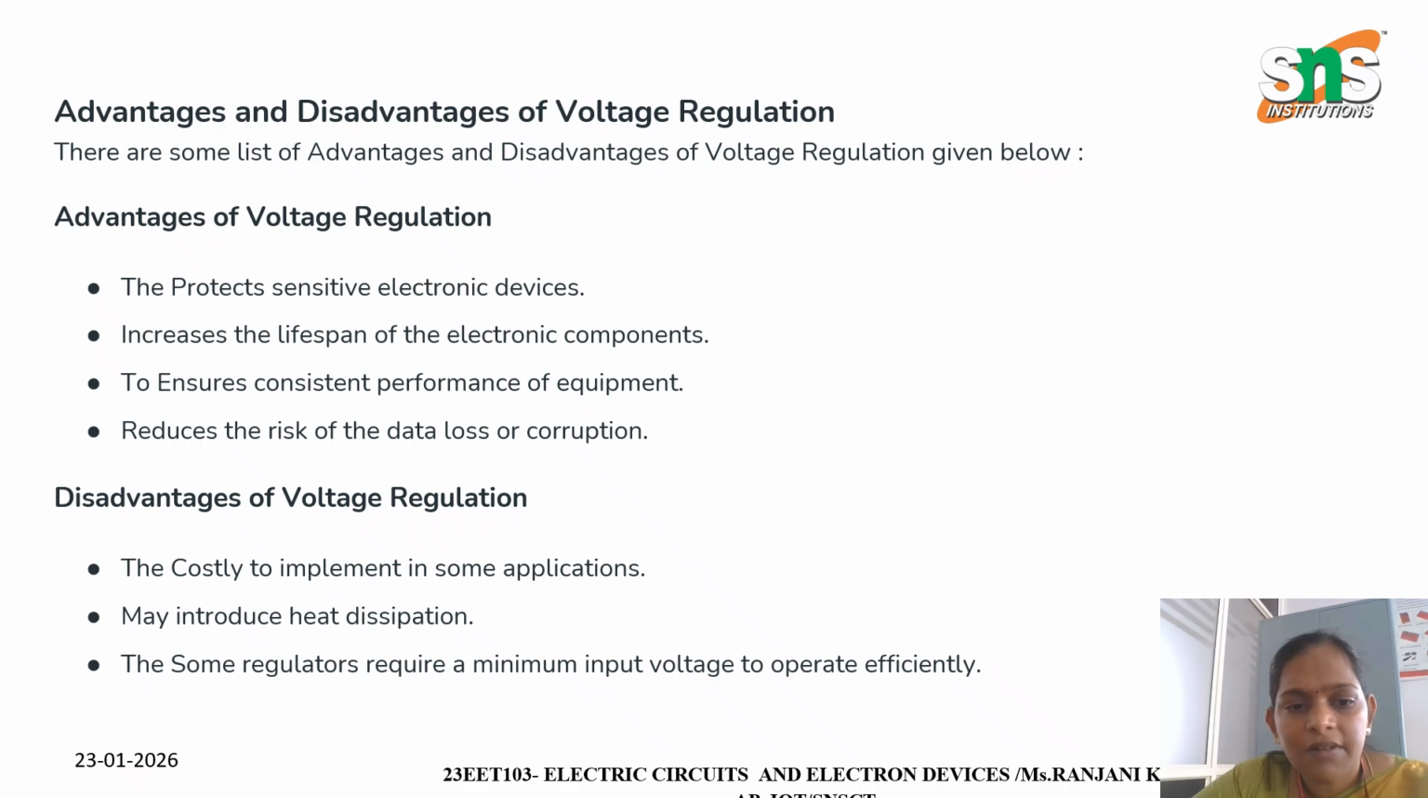Let us see the advantages and disadvantages. The advantage of voltage regulation is that it protects sensitive electronic elements, increases the lifespan of electronic components, ensures consistent performance of the equipment, and reduces the risk of data loss. The disadvantages of voltage regulation are that it is costly to implement, and some applications may introduce heat dissipation.